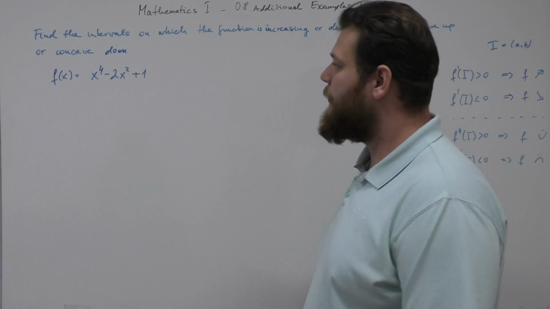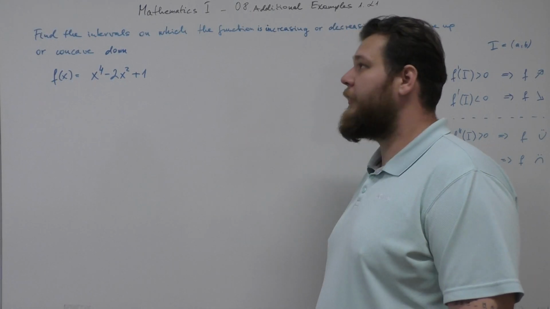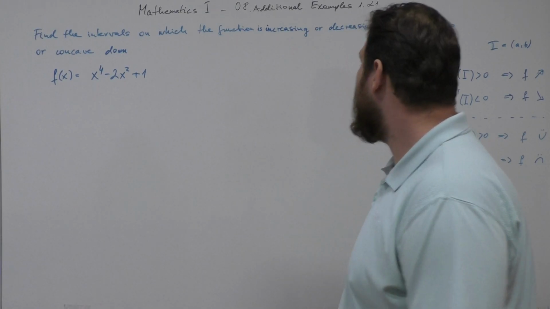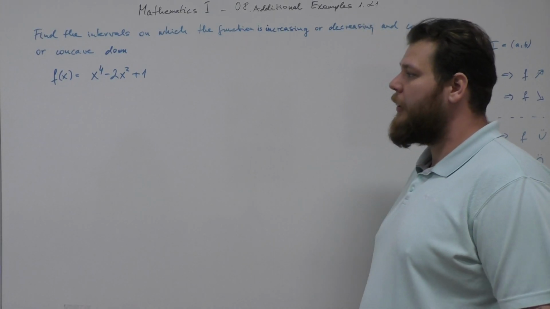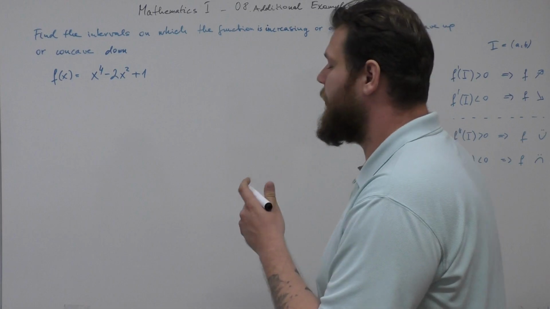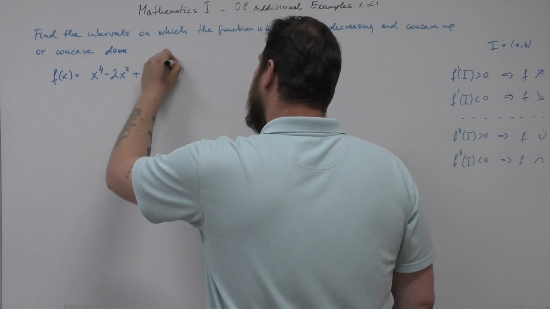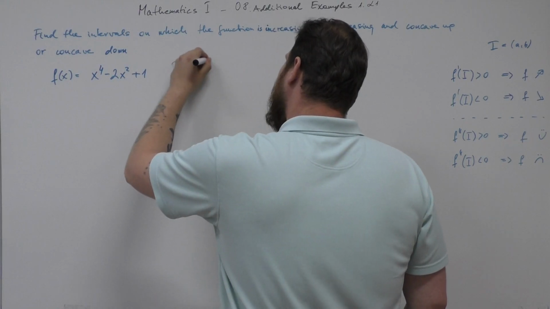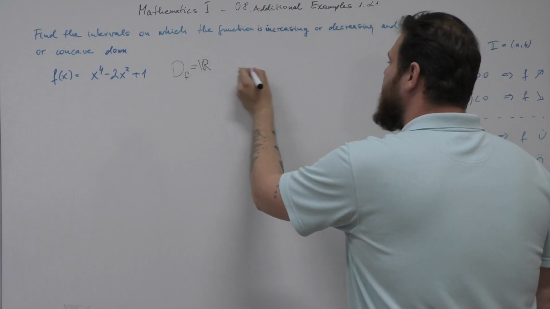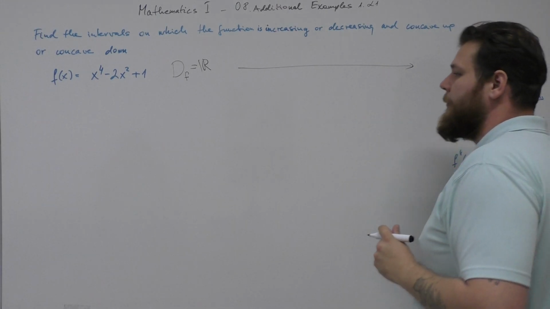In this problem we have to find the intervals on which the function is increasing or decreasing, and where it's concave up or concave down. To do that, first we have to find the domain of the function. Since we have a really nice function, our domain is R, so there is no bad point on our number line.